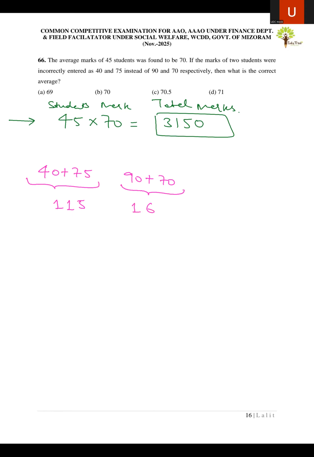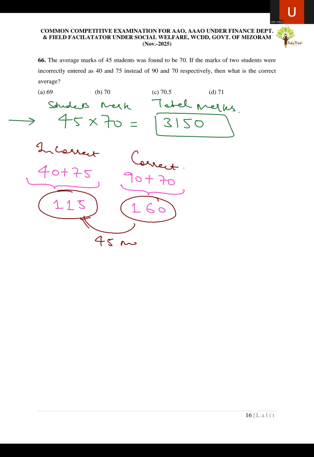All right. So the thing is that this is the incorrect one and these marks are the correct one. So instead of 160, they entered 115. So they entered how many less? They entered 45 marks less. All right. So what we have to do? So the marks should be increased by 45. All right. And then we have to find the correct average.